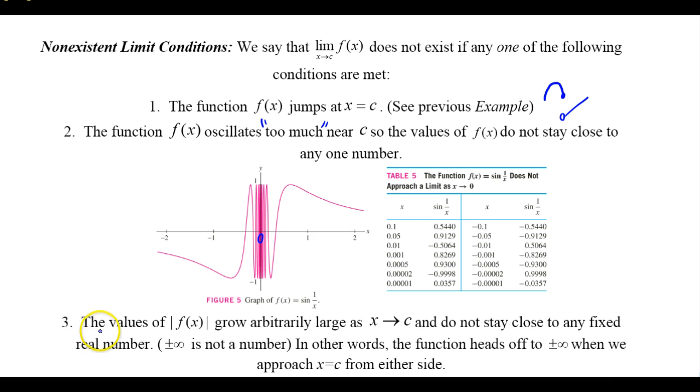The third way a limit can fail to exist is if the absolute value of f of x grows arbitrarily large as x approaches c, and the values don't stay close to any fixed real number. In other words, when I start to get close to c from both sides of x, those numbers are going to grow really, really big. They're either going to go towards positive infinity or negative infinity. But positive infinity and negative infinity are not numbers. So when the function heads off towards positive or negative infinity as we look at what's going on from either side of c, we have a special name for it.